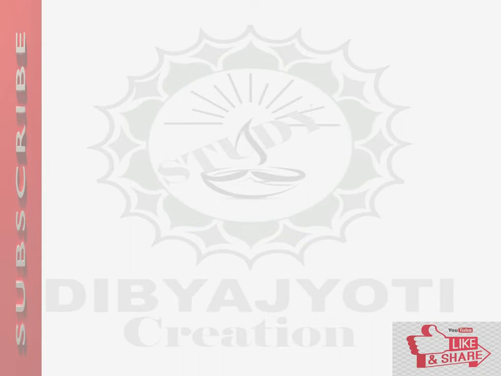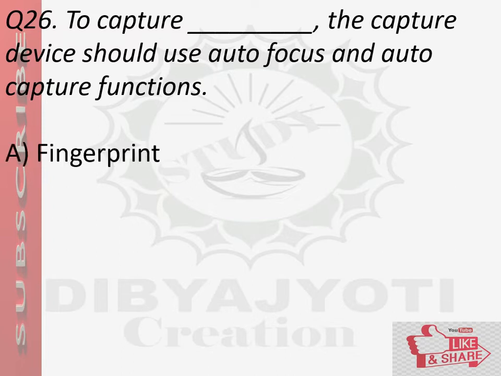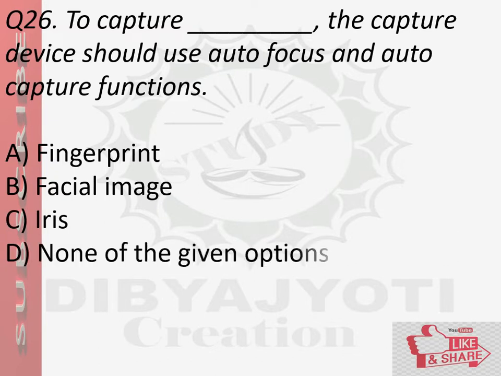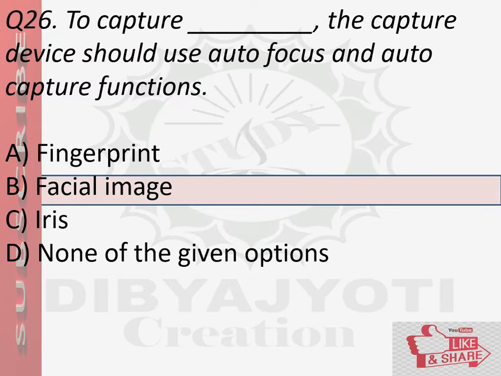Next, to capture dash, the capture device should use autofocus and auto capture functions. Options are option A fingerprint, option B facial image, option C iris, option D none of the given option, and answer is option B facial image.